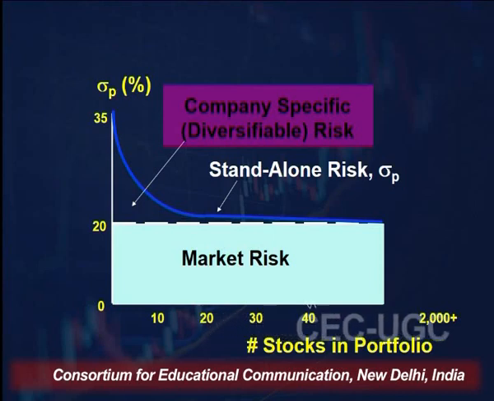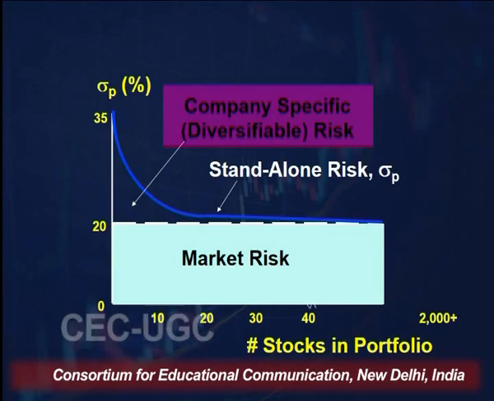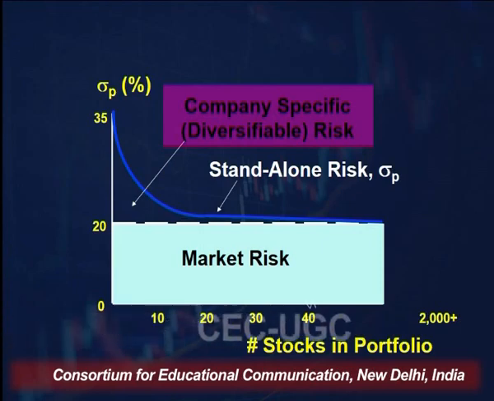But when we are investing in the initial, say just one stock or two stocks or maybe 10 stocks, we see that our portfolio risk is pretty high. But as we move on from 10 to 20 stocks, 20 to 30 stocks, and we increase our number of stocks, our risk goes down to 20%. And it will never touch the x-axis. Why? Because the market risk is always there.